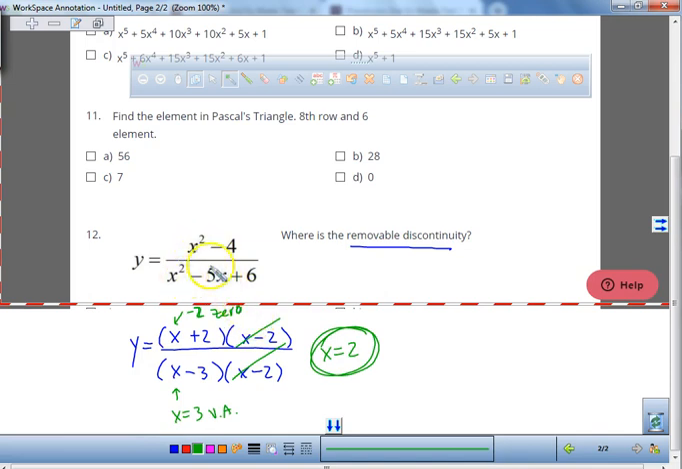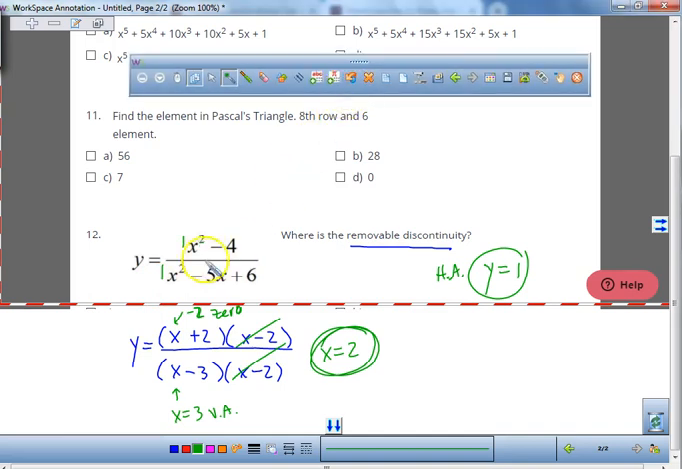By the way, does anybody know what the horizontal asymptote would be on this one? We can also learn that. Y equals something. Nope. 1. Because these powers are the same, and if they're the same, then it's just whatever this coefficient is divided by this coefficient. If this was a 3, then it would be none. If this was a 3, then it would be y equals 0.